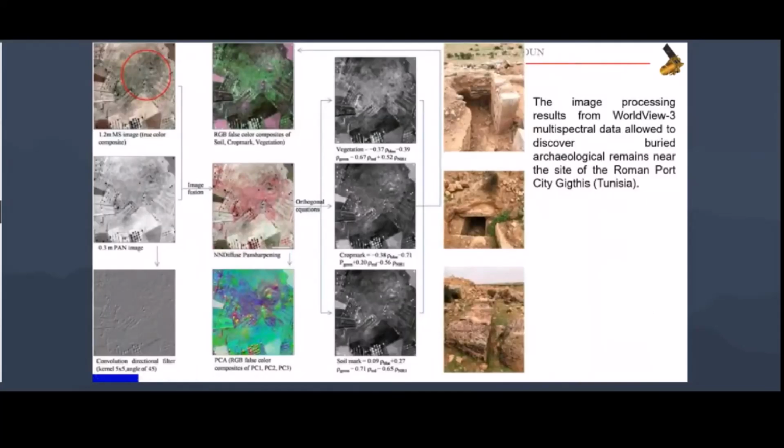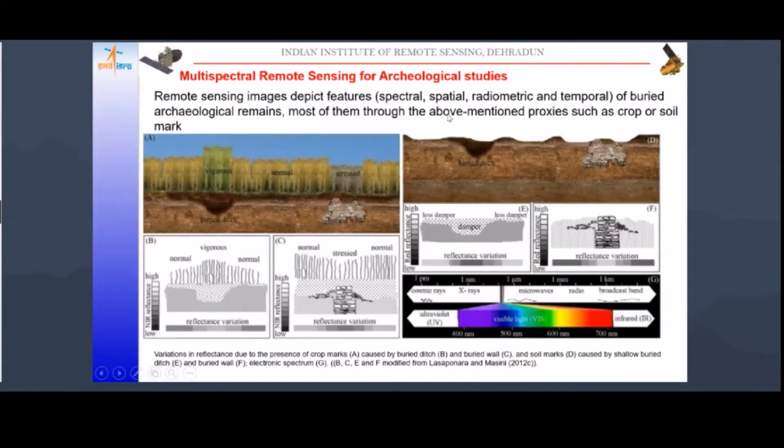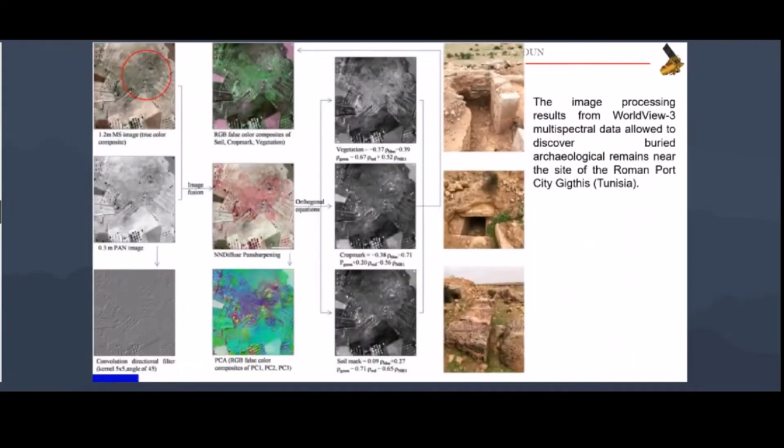Now this is WorldView 3 multispectral data. This has allowed the researchers here to discover buried archaeological remains near the Roman port city in Tunisia. They have worked with different kinds of image processing techniques. Fused data sets have been used. Then PCA has been done. Filtering techniques have also been applied.